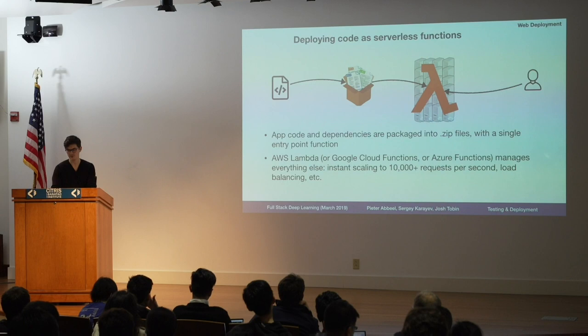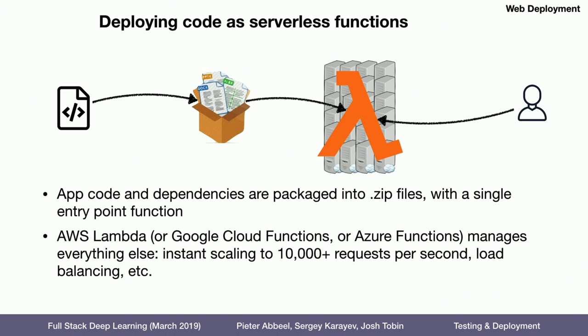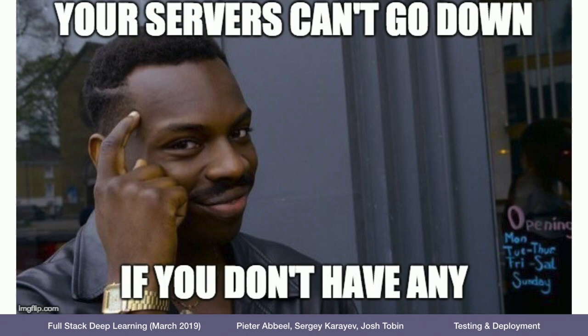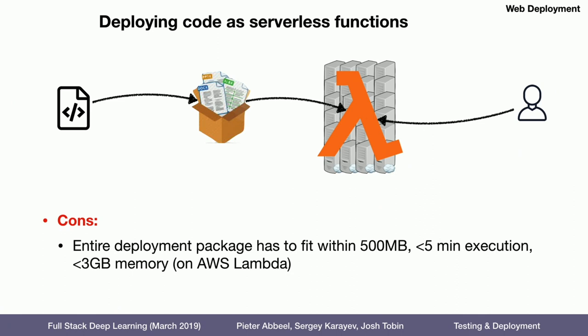I think this is a good thing for machine learning models because usually they're bursty. So it's nice to pay for compute time. And the other reason is it lowers your DevOps load, because your servers can't go down if you don't own any servers. So the cons are you have to work with really severe constraints.